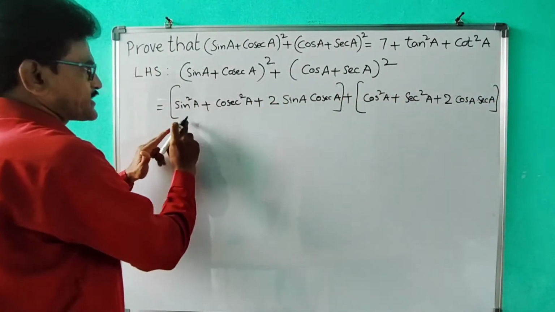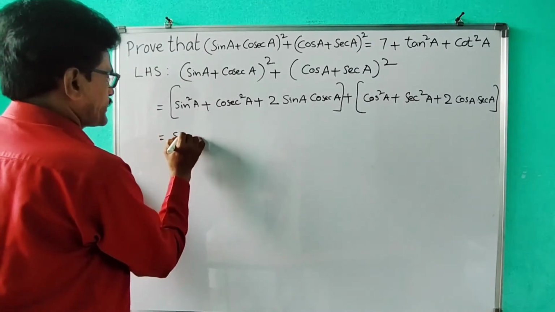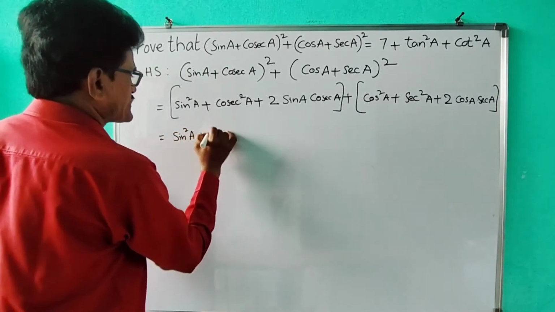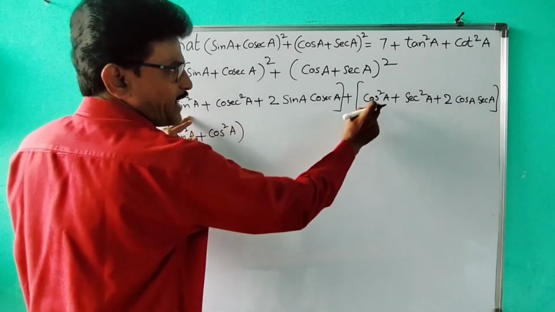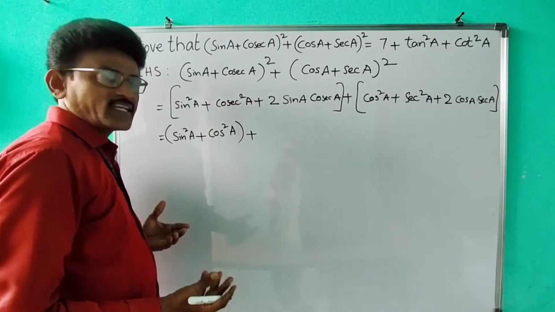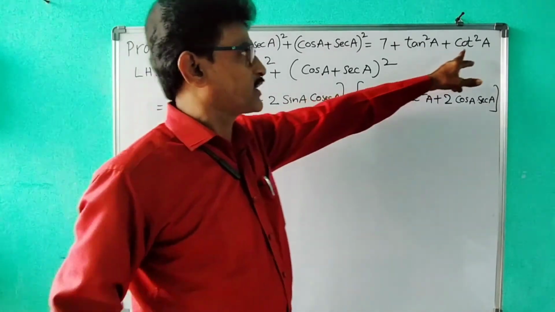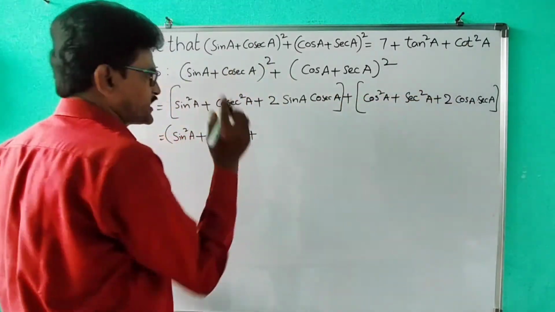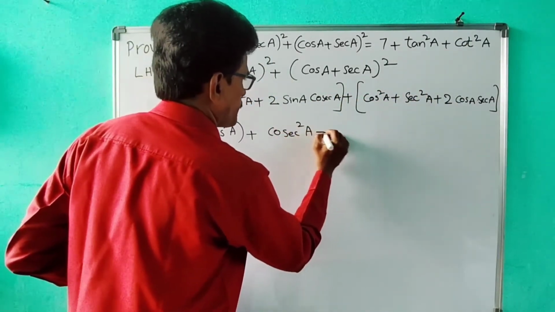Now say sin square A, cos square A. I am writing in one place: sin square A plus cos square A. We will make this one a group, sin square A and cos square A, plus cosecant square A. What is cosecant square A? Trigonometric identity: 1 plus cot square A. Cot square is necessary in RHS. So next time I will write cosecant square A.